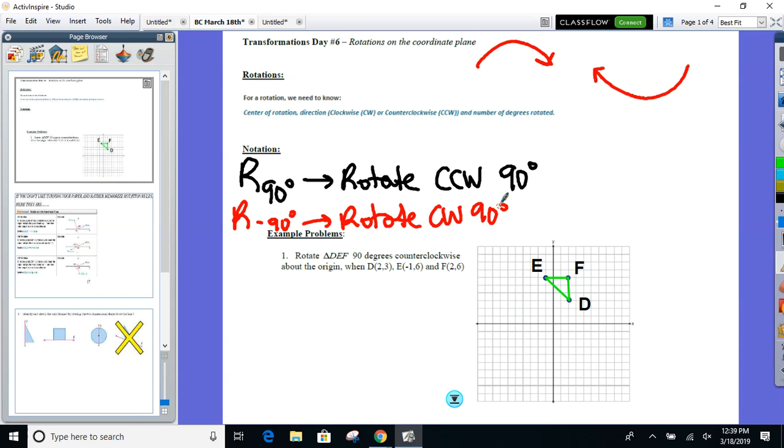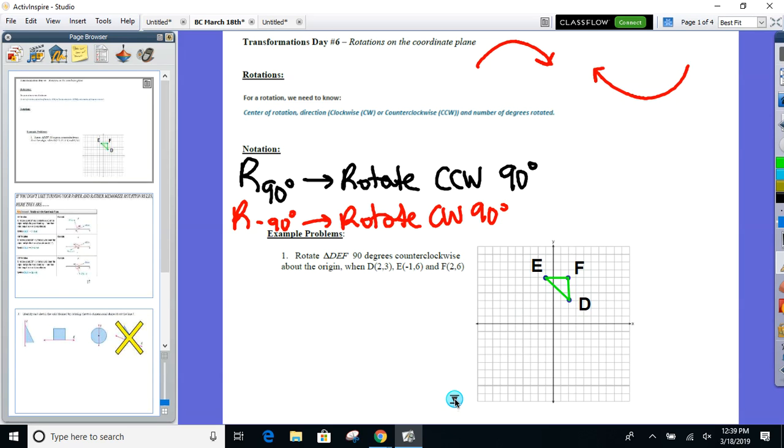Now I'm being dead serious here because I worry with rotations. I think these are the hardest ones we're going to do. Do we know the difference between going clockwise versus counterclockwise? In all seriousness. And you'll see why I asked that in a second. So positive, we're going counterclockwise. Negative, we're going clockwise. All good?